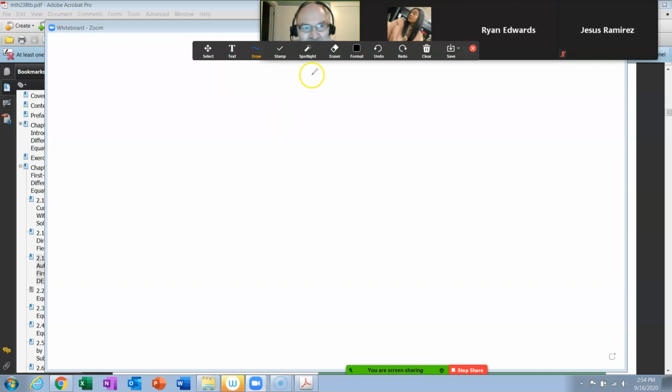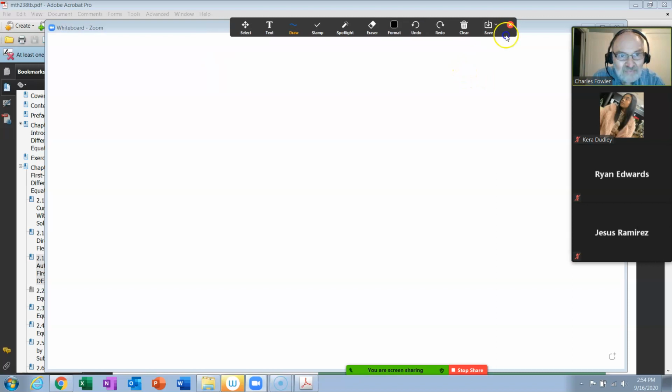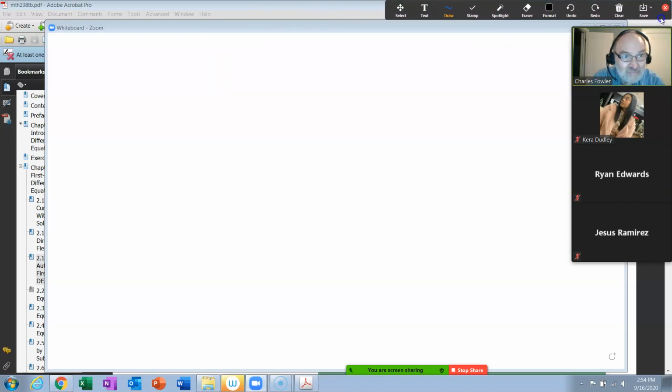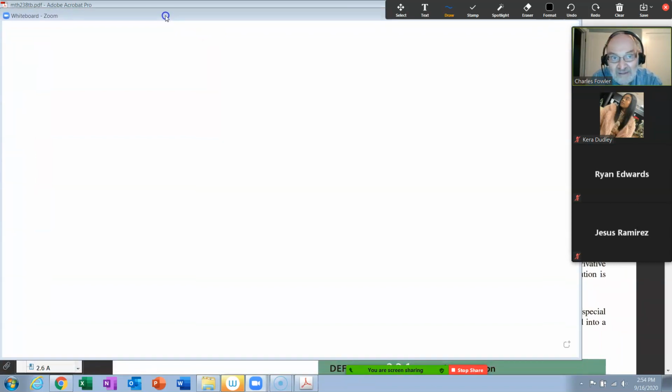Now, I got to move some things around. Ryan, you're in the way. I'm going to move you over here. Got to move this taskbar as much out of the way as possible. And I'm going to move the whiteboard as far to the left and up as possible, so I get maximum white space to work with. Okay. Now, I was going in the PDF book. I wasn't turning the pages in mine.